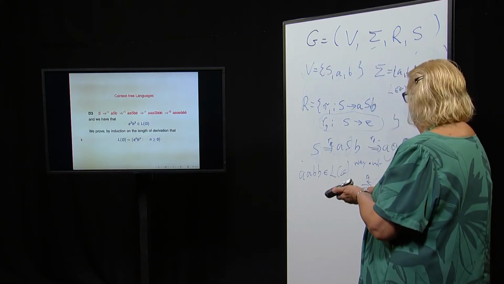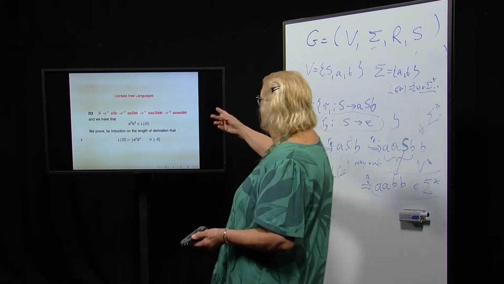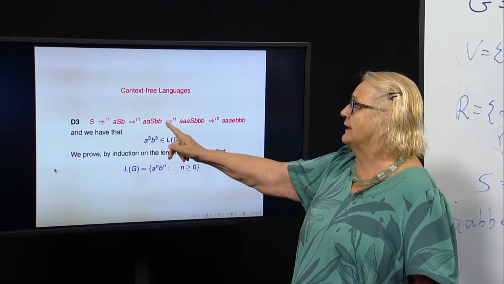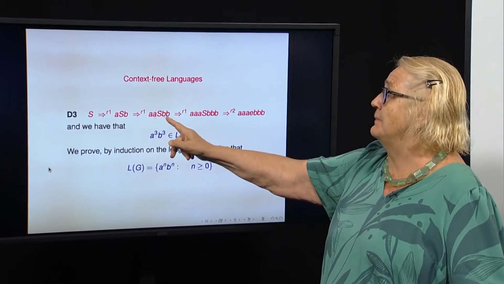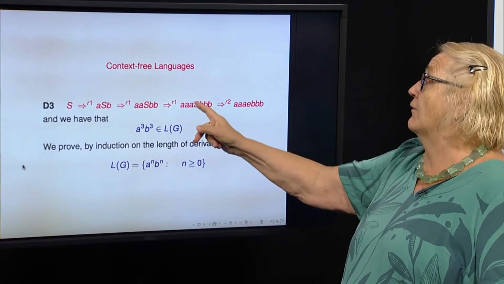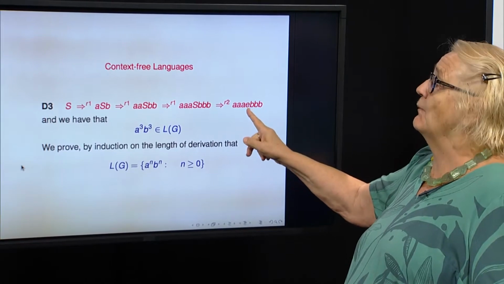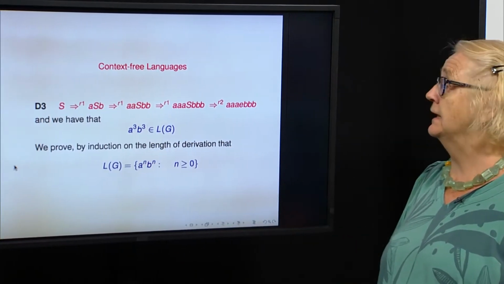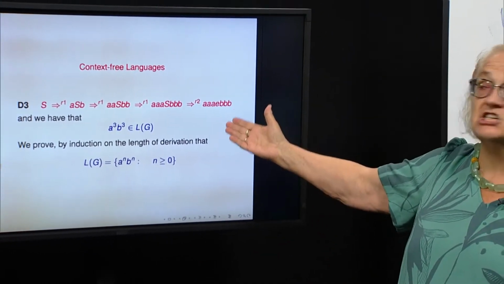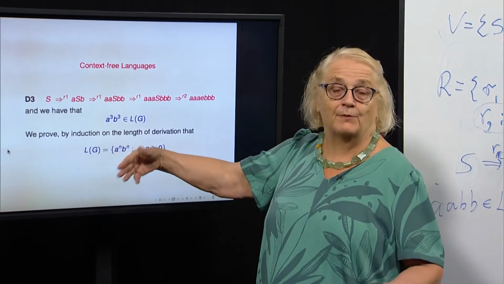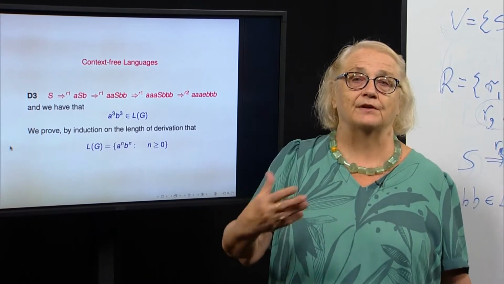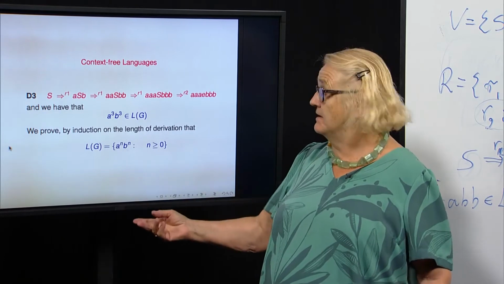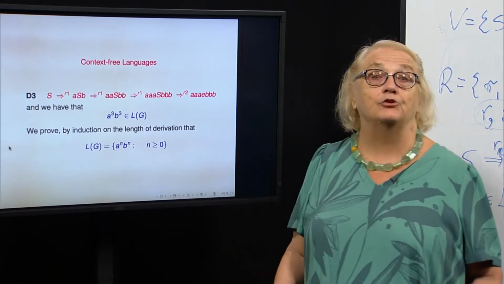And if you look at this, you can keep going. Here we stop to get A, A, B, B. Now you do R1 again and again, and then this is my way out. So I prove A to the power 3, B to the power 3 is in the language. By induction, you can prove by mathematical induction on the length of derivation that the language would be A^n B^n for n greater than 0.